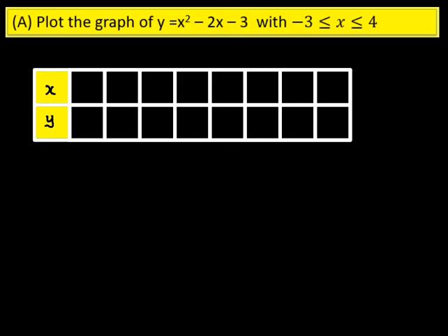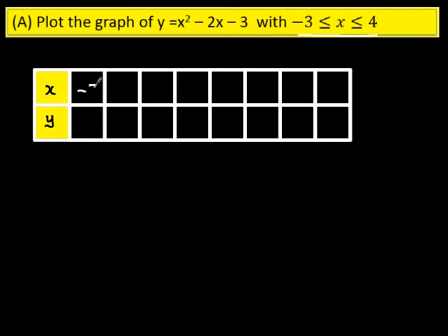Okay, so here is a graph we're going to plot first. We're going to plot the graph of y equals x squared minus 2x minus 3, and the range of x values we're going to use are -3 up to 4. Now, if this was an exam, they'd have this table semi-filled in for you, and you've just got to fill in the remaining boxes. But we're going to do the whole thing.